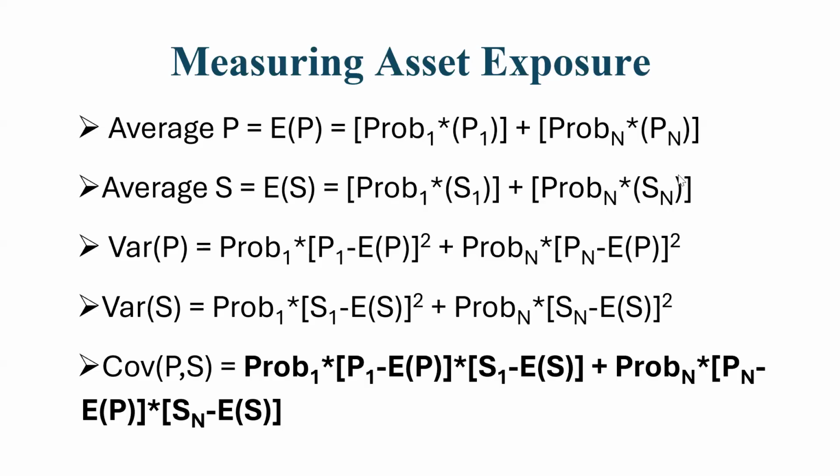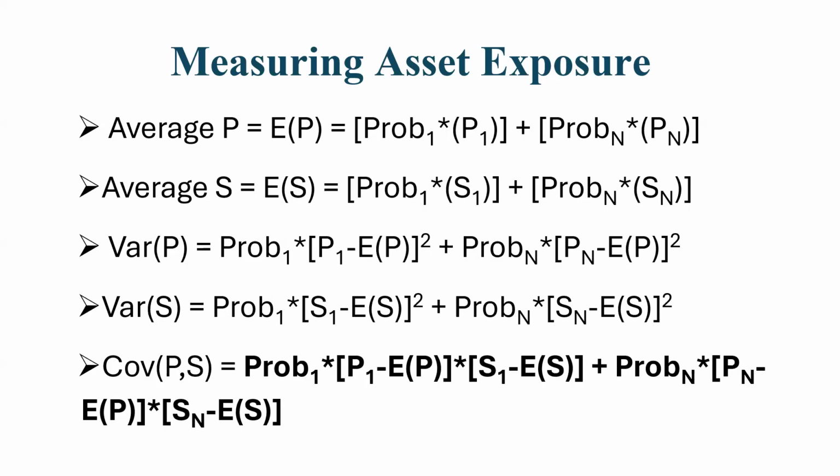Let's continue our discussion of the measurement of asset exposure by looking at the formulas, especially the variance and covariance formulas, and clarify the calculation. Now, in calculating the variance and covariance, the expected values are included in the formulas. So, for example, we have the expected value of the asset. That's E of P. That's E in brackets P. That's the expected value. Now, the expected value is simply the average of that value. So the average of the asset value, right?